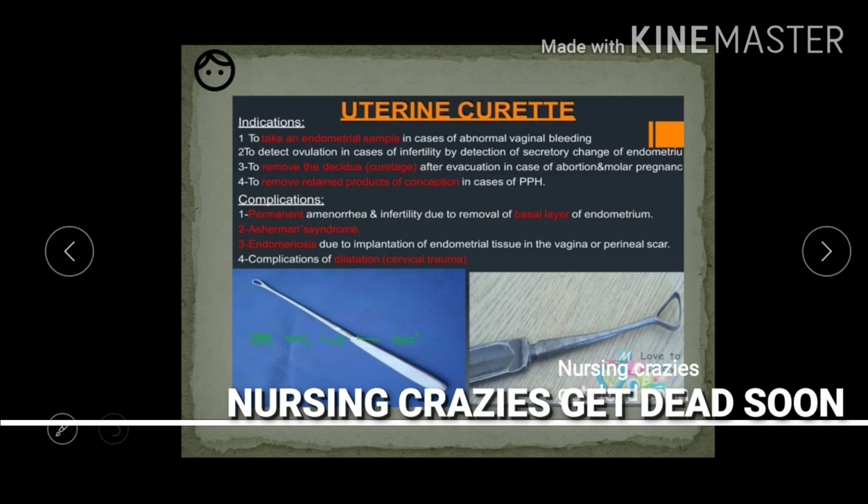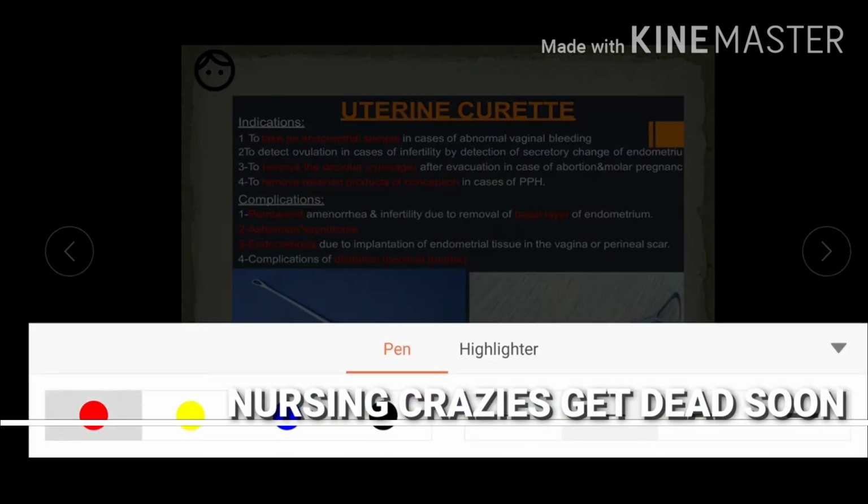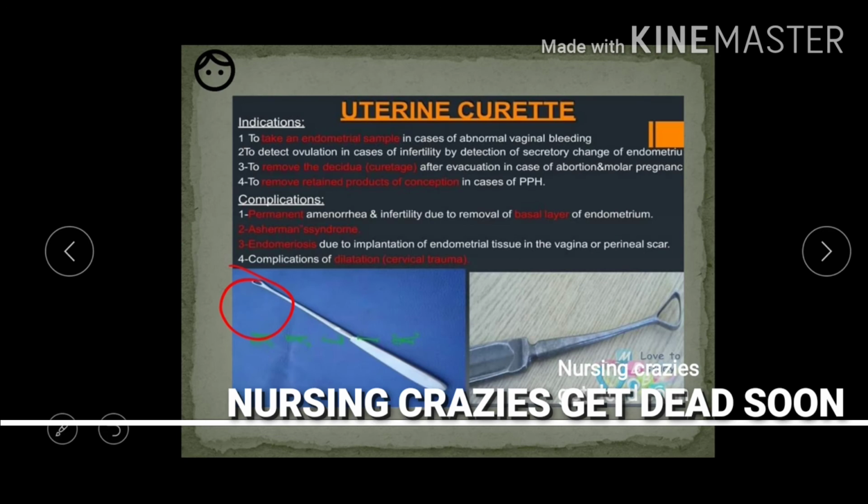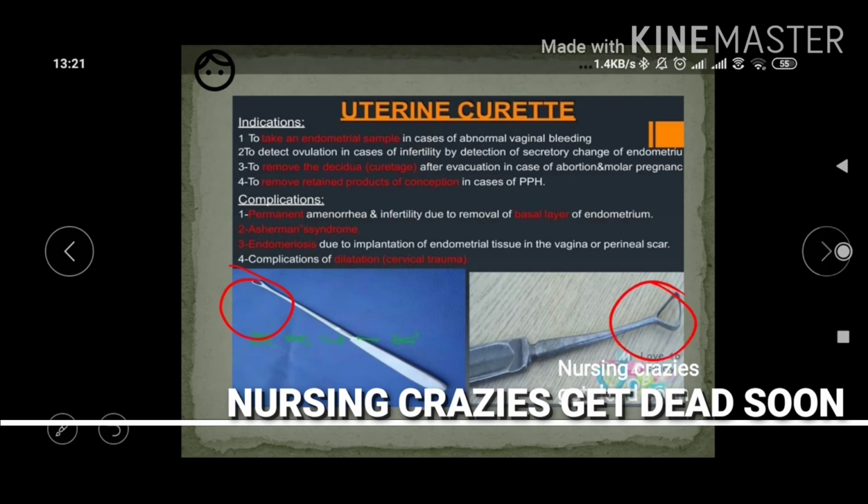Then third instrument is uterine curette. See the shape of this curette, that this is the shape and this one is the shape. If we want to scrape something, then this instrument we use as a scraper.